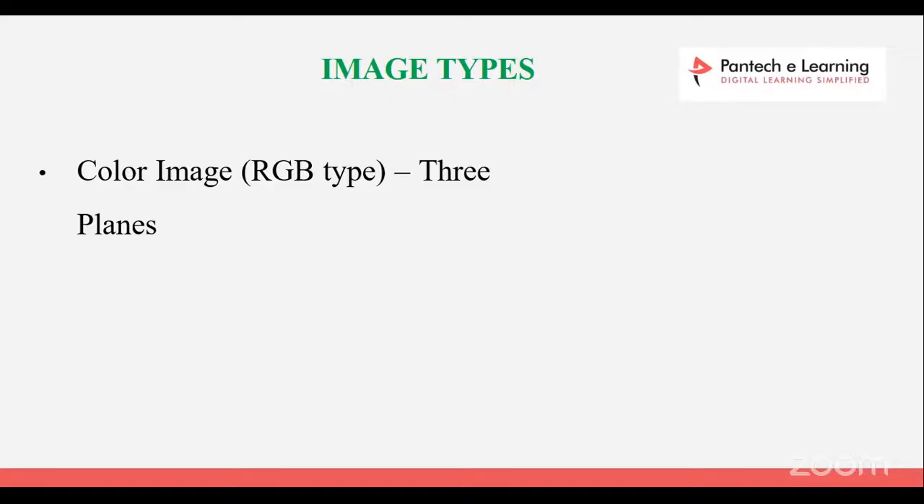RGB color image: all people know about RGB. RGB means red, green, and blue. RGB is called the primary color. It is a three-channel value, meaning we have red, green, and blue. A gray color image is called a single-channel value. It means we have only the gray color. That's why it is called a single-channel value.